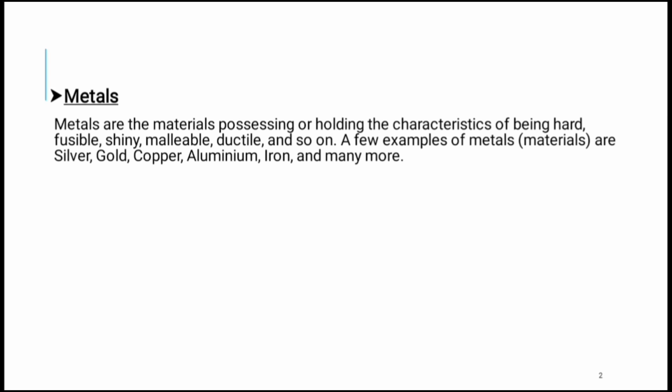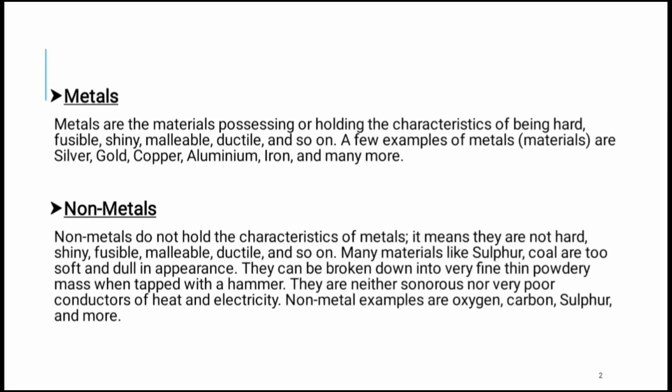Let us understand about non-metals. Non-metals have the direct opposite characteristics of metals. It means they are not hard, they are not shiny, they are not fusible, they are not malleable, they are not ductile and so on. Examples are oxygen, carbon and sulfur.